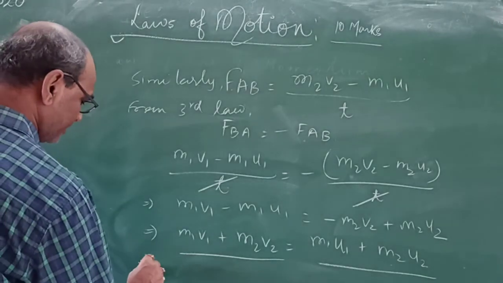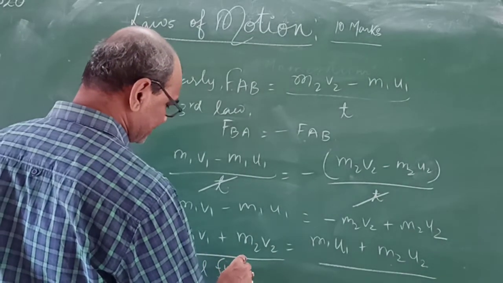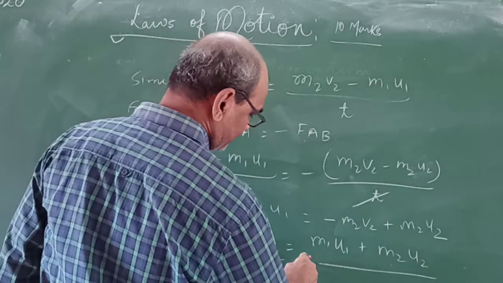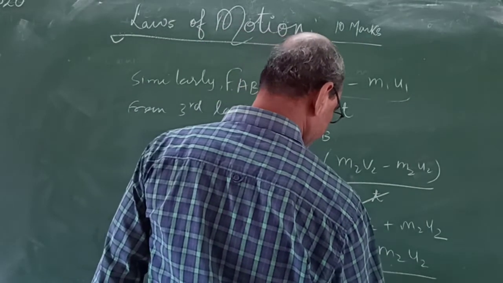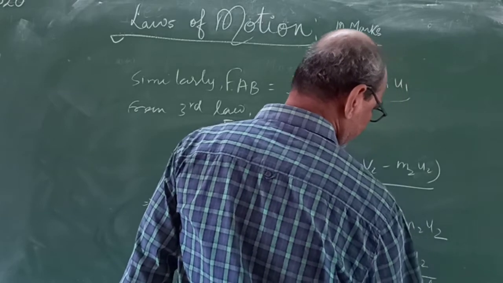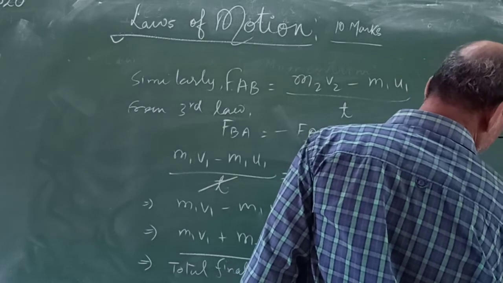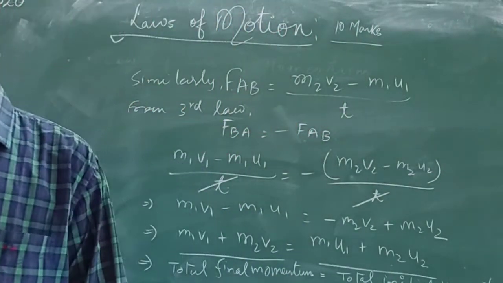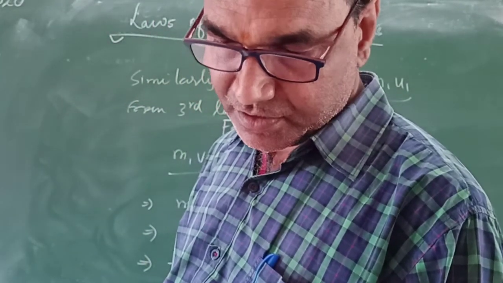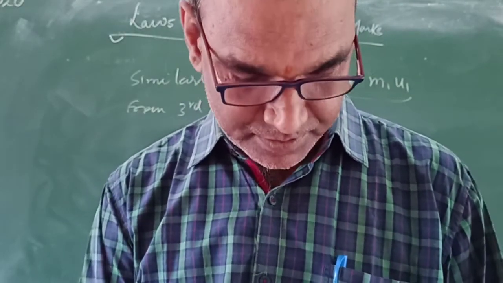Therefore, total final momentum is equal to total initial momentum. This is known as the law of conservation of momentum.